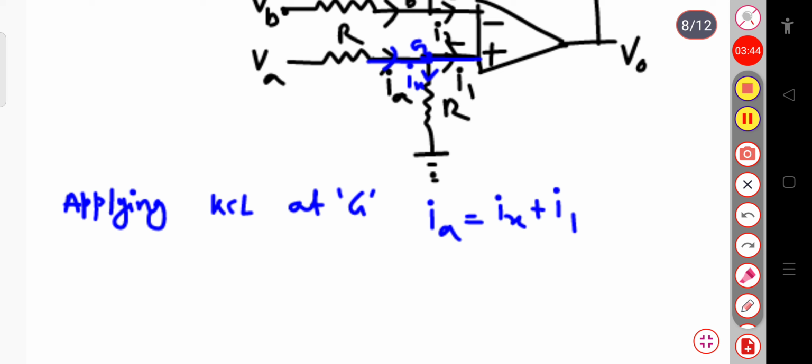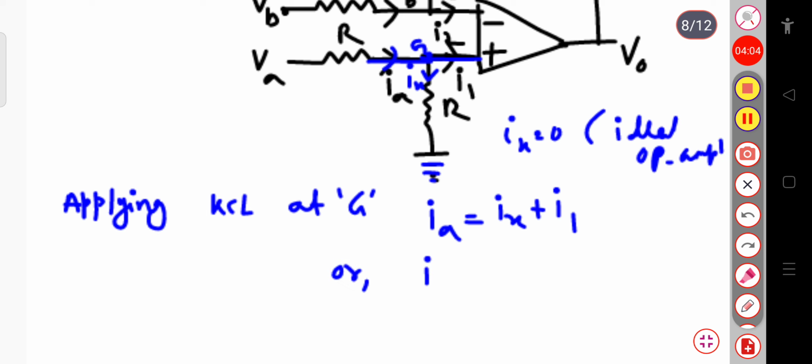For the ideal op-amp, if I consider this to be connected to the ground, IX can be considered to be 0. So simply we can write IA is equal to I1. Now let us see what the value of IA is. Suppose at this point the voltage is V1. In place of IA I can write VA minus V1 divided by R.